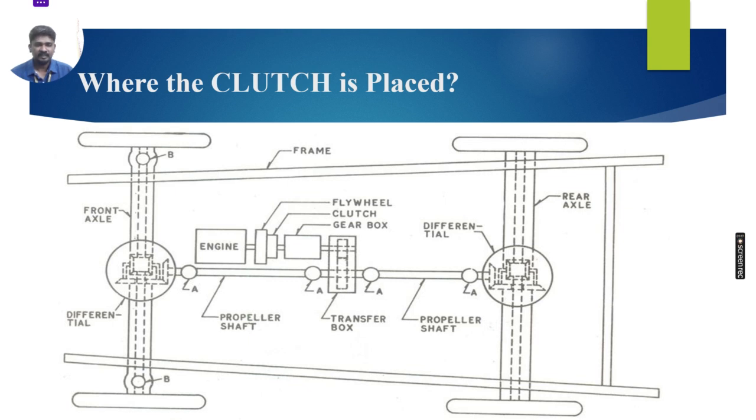Where is the clutch placed? This is a simple layout of the transmission system. The engine is connected to the flywheel, the flywheel is connected to the clutch, the clutch is connected to the gearbox, the gearbox is connected to the transfer box, the transfer box is connected to the propeller shaft, and the propeller shaft is connected to the differential unit. This is the transmission layout for automobiles. The clutch is located between the flywheel and the gearbox.